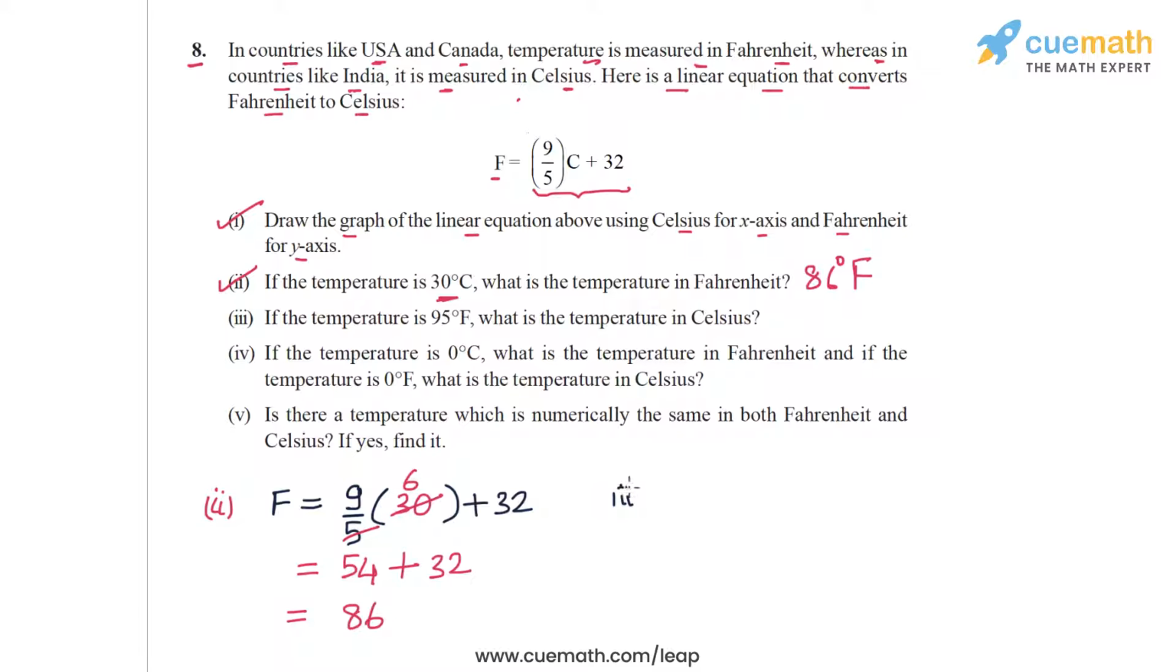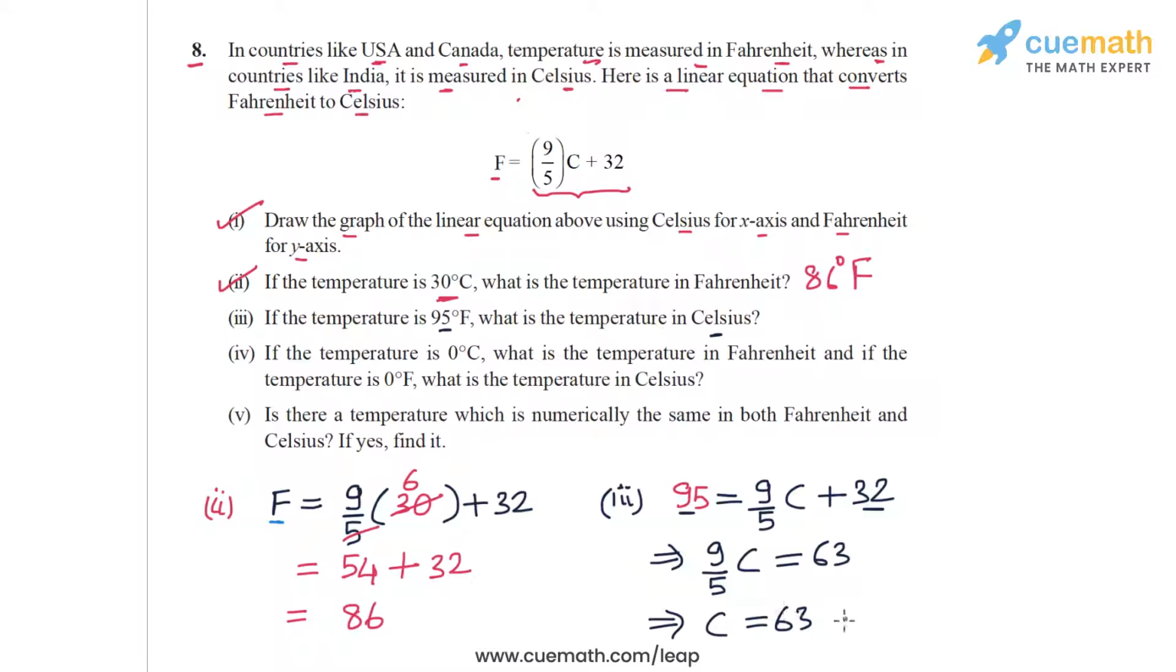In part 3, the question says, if the temperature is 95 degree Fahrenheit, what is the temperature in Celsius? So in the FC equation, instead of F, we will write 95, and we will find the value of C. So 95 equals 9 by 5 C plus 32, and this is the equation that we have to solve. So 95 minus 32 is 63. So we get 9 by 5 C is equal to 63, and this gives us C equal to 63 divided by 9 by 5, or into 5 by 9.